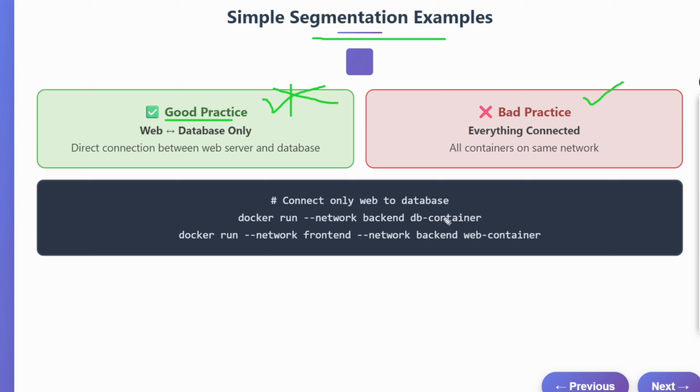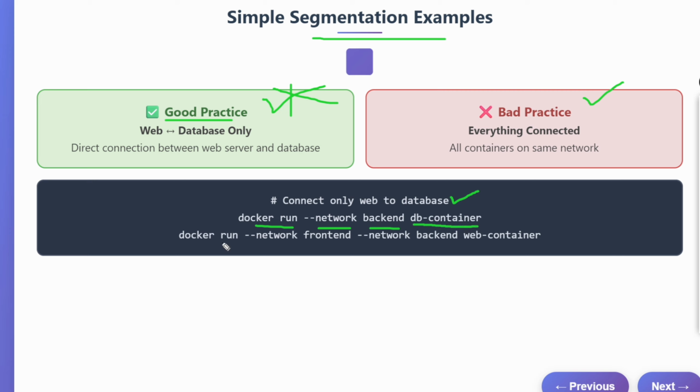And here you can see the common command which is used to connect only the web to the database. So we are using this particular Docker command to enforce segmentation. The command is docker run --network backend. Backend is the network name, and this is the container name, db container.